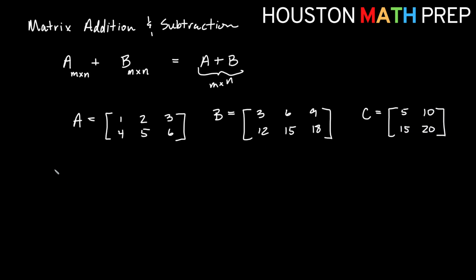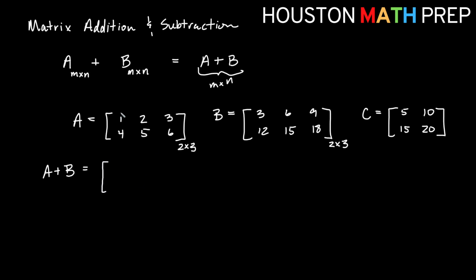So if we want to do, for example, A plus B, then we look at this matrix A. It has 2 rows, 3 columns, so this is a 2 by 3 matrix. And matrix B also has 2 rows and 3 columns, so it is also 2 by 3. So since they're the same size, the addition is defined. Okay, and so what we'll do is just entry-wise, we will add these together.